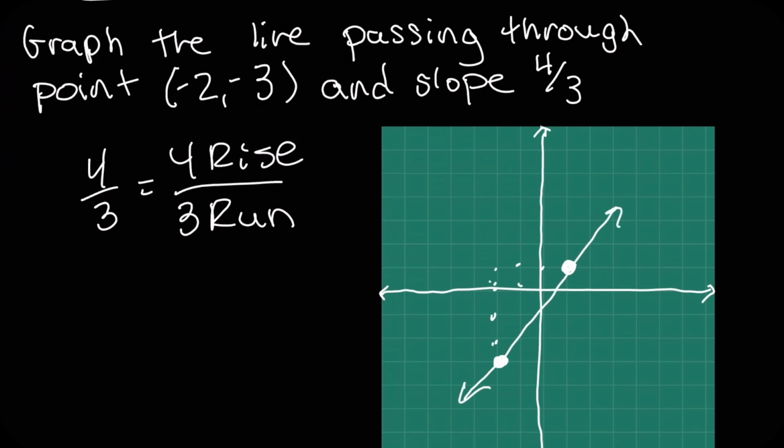And the reason we're going up 4 and then over to the right 3 is because these were positive numbers. If they were negative numbers, then you would go in the direction accordingly.